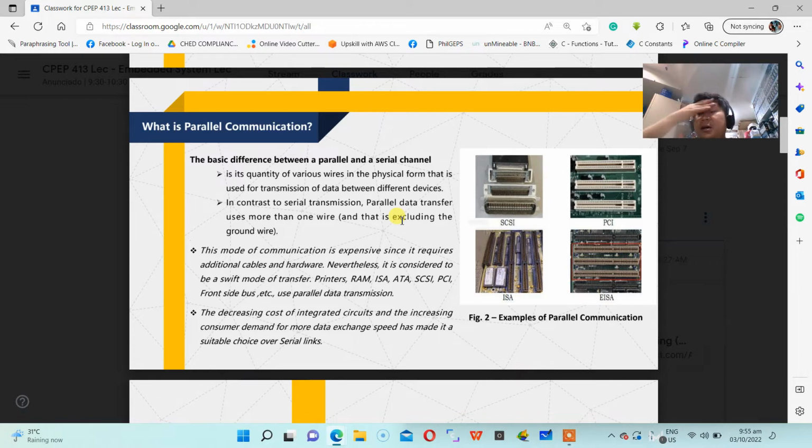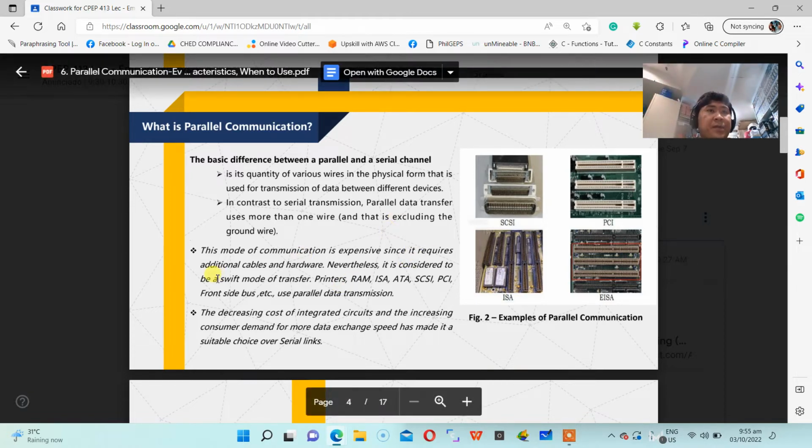While for USB or the serial channels, it only uses one wire for transmission and receiving. With USB we have four: ground, source, transmit, and receive. Okay.